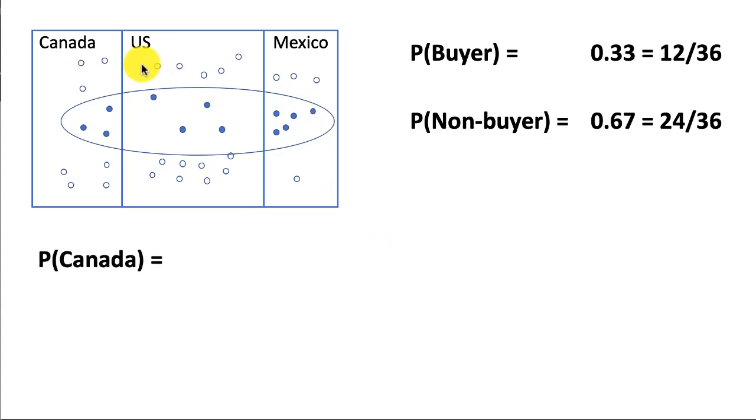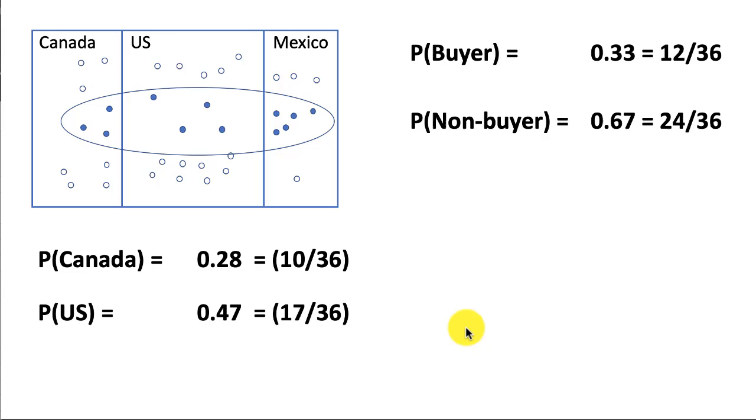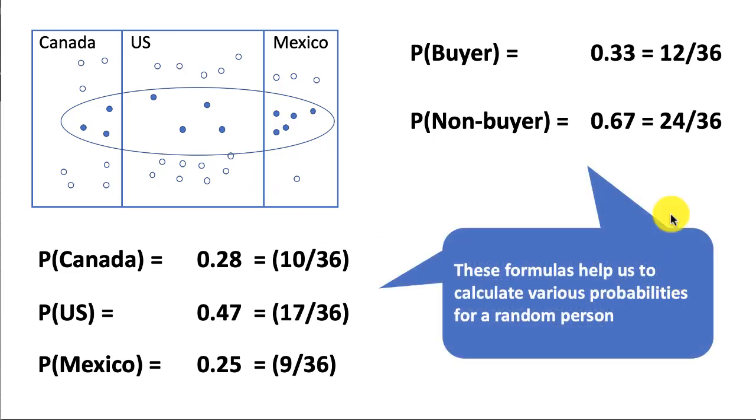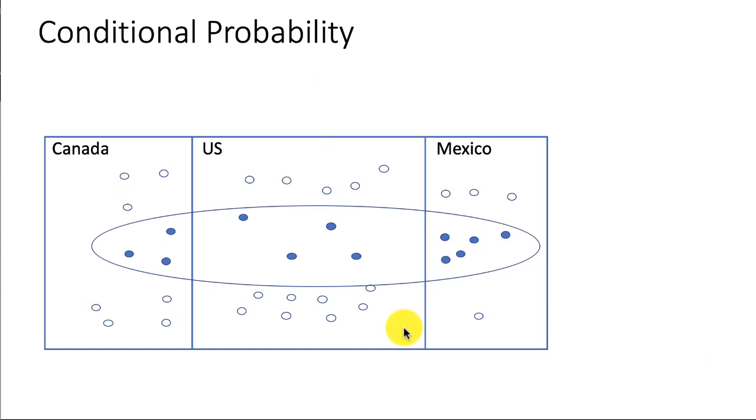Once again, we can also calculate probabilities for the country dimension. The probability that a person is from Canada is 0.28. There are 10 people in this region marked Canada in this rectangle, and there's a total of 36, so it's 10 by 36, or 5 by 18, which is 0.28. Similarly, we can calculate the probabilities for a randomly chosen person being from the US or from Mexico. So these are all simple probabilities that we can calculate based on what we learned in the previous lesson. These formulas help us calculate various probabilities for a randomly chosen person.